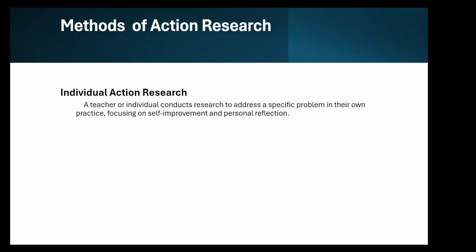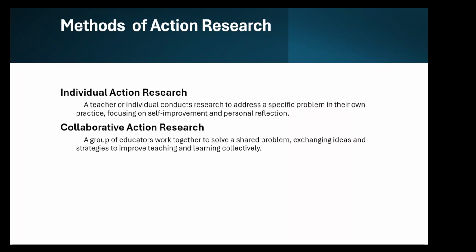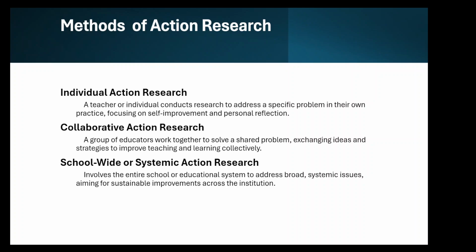Methods of action research. Individual action research. A teacher or individual conducts research to address a specific problem in their own practice, focusing on self-improvement and personal reflection. Second one is collaborative action research. A group of educators work together to solve a shared problem, exchanging ideas and strategies to improve teaching and learning collectively. School-wide or systemic action research involves the entire school or educational system to address broad systemic issues, aiming for sustainable improvement across the institution.